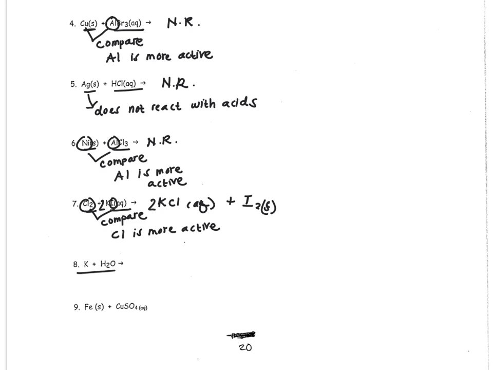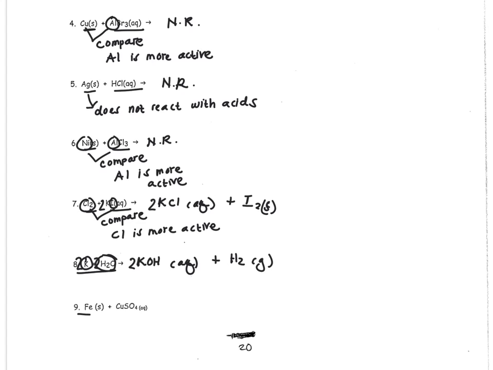In equation number 8, we have potassium reacting with water. According to our metal activity series, potassium does react with water. And when you have a metal that reacts with water, you're going to form a base and hydrogen gas. So your base is potassium hydroxide, and it's going to liberate hydrogen gas. And so for the products, we need to make sure this is balanced by putting a 2 in front of potassium hydroxide, a 2 in front of water, and a 2 in front of potassium.